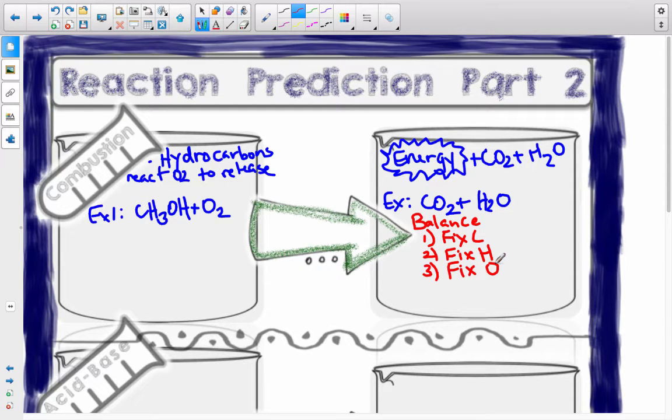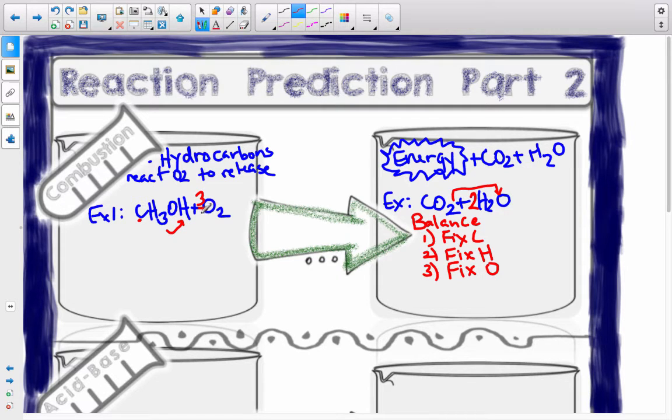Check the carbon and carbon dioxide. I have one in my methanol over here, so I just need one carbon dioxide to balance that out. But my hydrogens, let's see, I have 3 plus 1 makes 4 hydrogens. So now I need to have 2 waters to balance my hydrogen. And now I have 2 oxygens in carbon dioxide and 2 oxygens in my water, because now I have 2 waters. So that makes 4 oxygens altogether. Since I already have 1 over here, then that leaves me with 3 oxygens that I need.